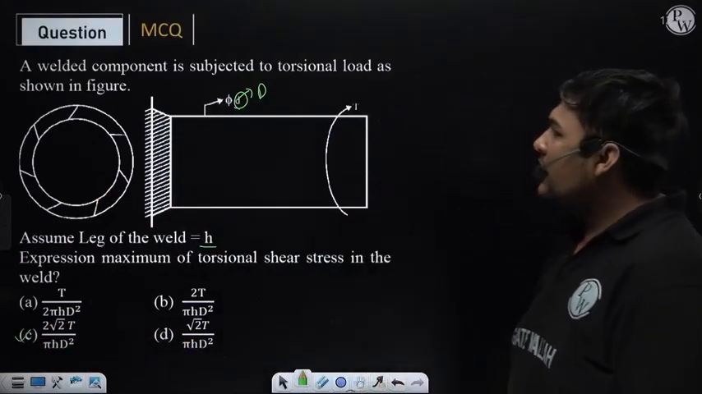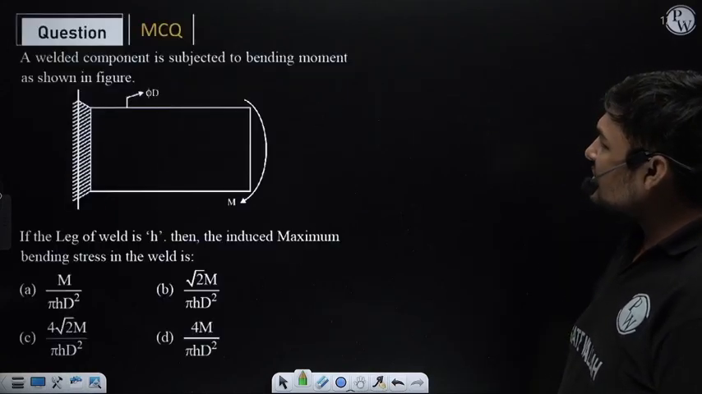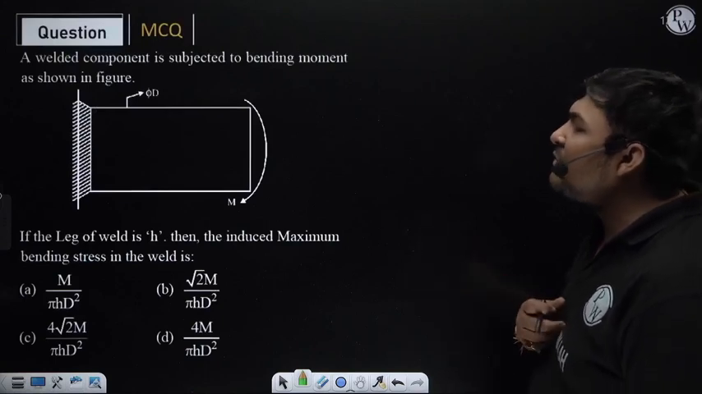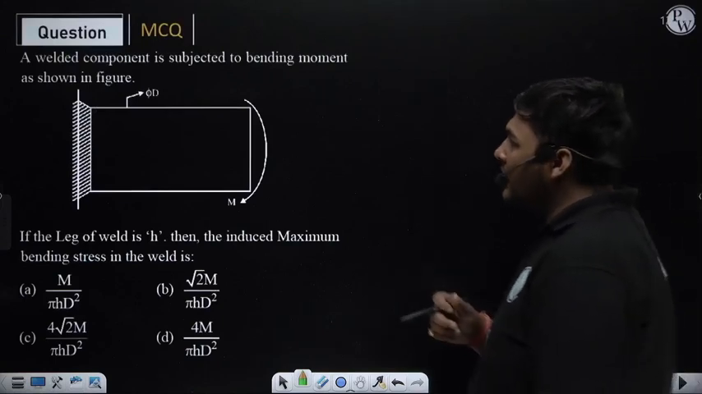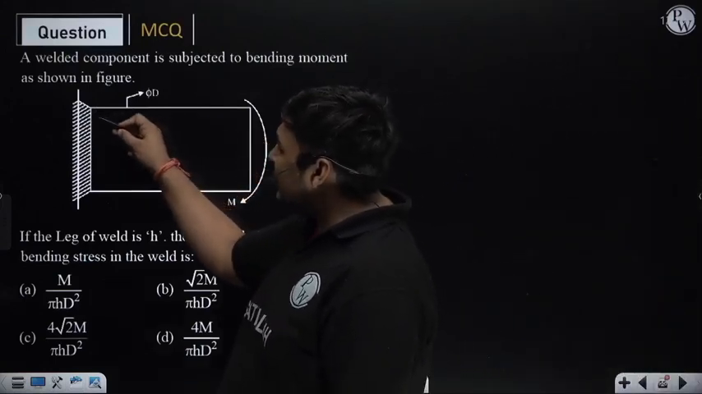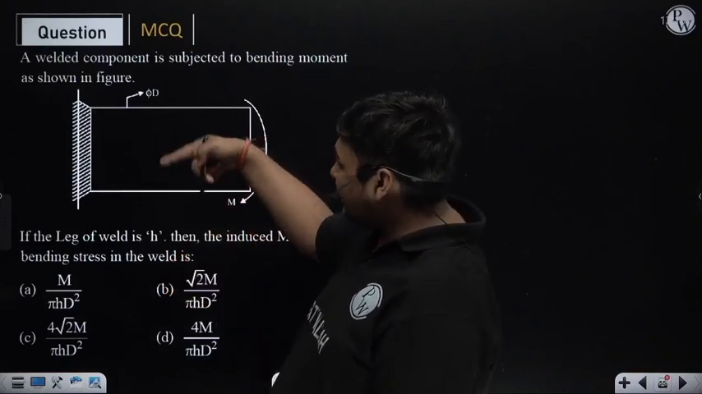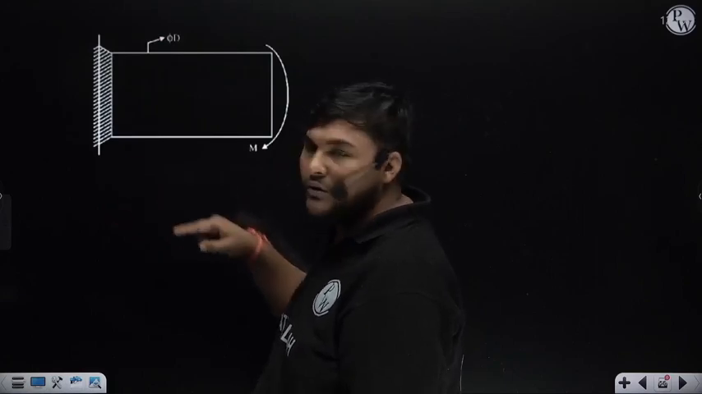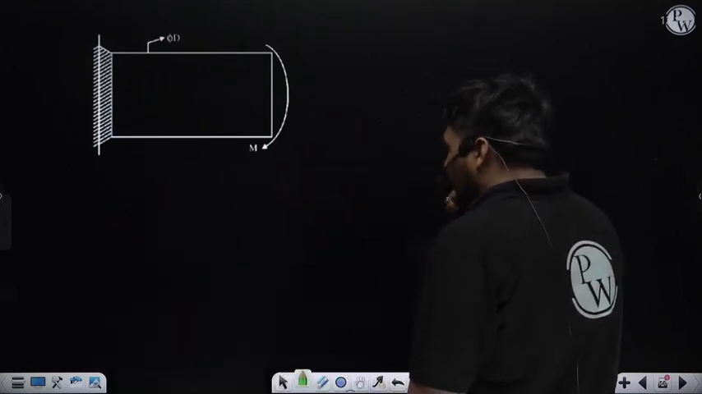In a similar manner, I am also discussing one more question. In this case, this welded component is subjected to bending moment M. Now this weld will be a circumferential weld. Why? Because it is circular in cross section, so definitely this weld will be a circumferential weld. Now I am drawing this diagram.